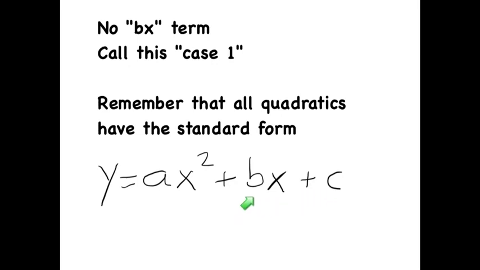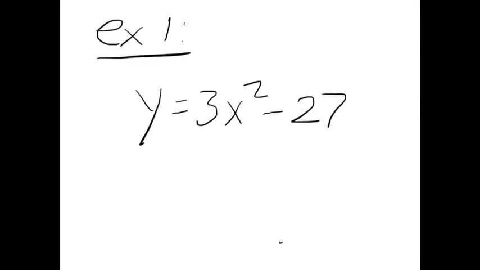And we're first going to look at the case 1 problems where b equals 0, which means that this bx term isn't in it. For example, if we're looking at the equation y equals 3x squared minus 27, please notice that the value of a, the coefficient of x squared in this case, is 3. The value of c, the constant, notice there's no variable there, is negative 27. And since there is no bx term visible here, the value of b must be 0.